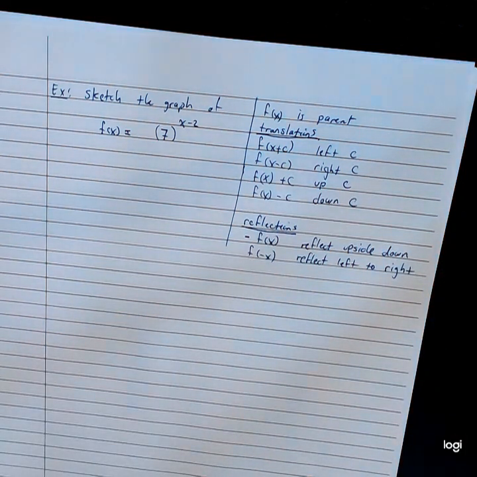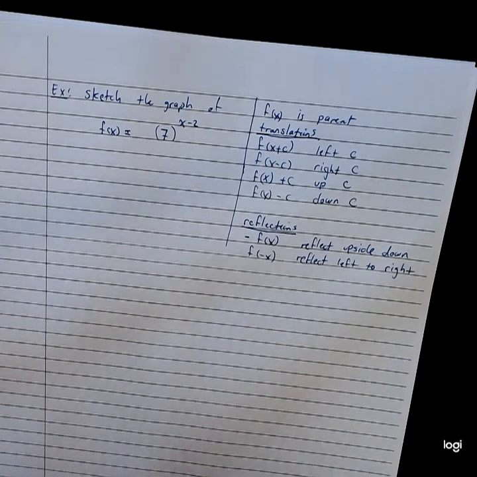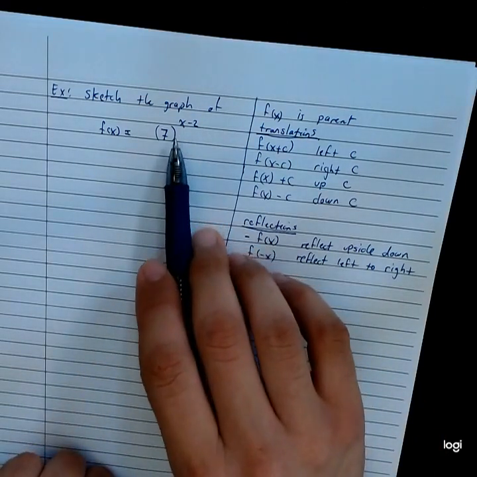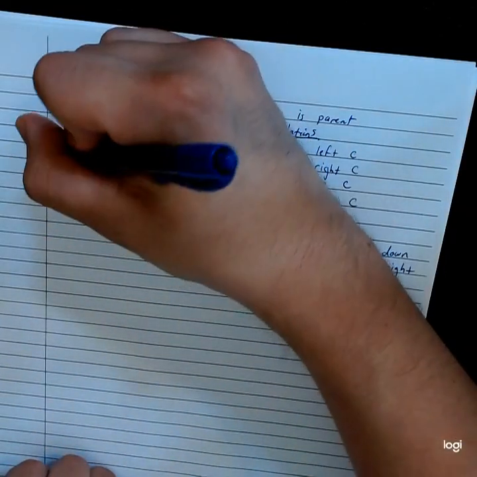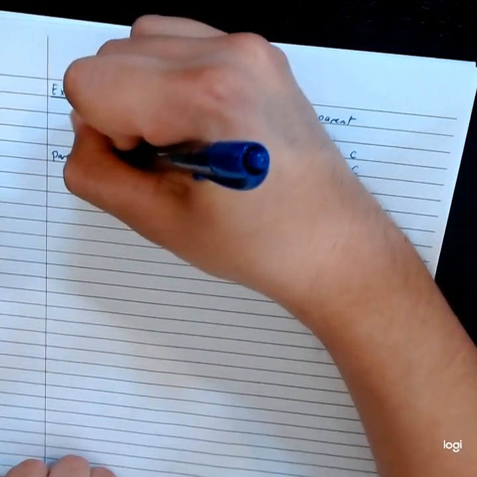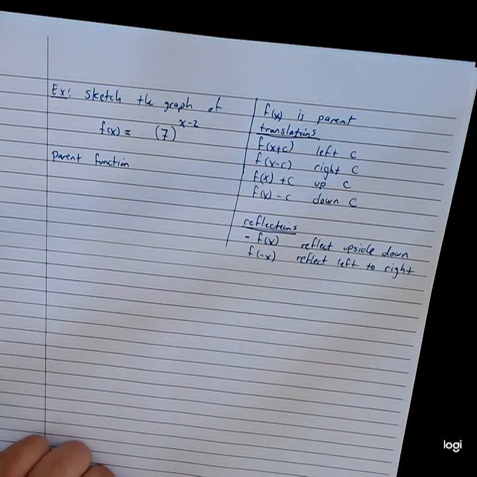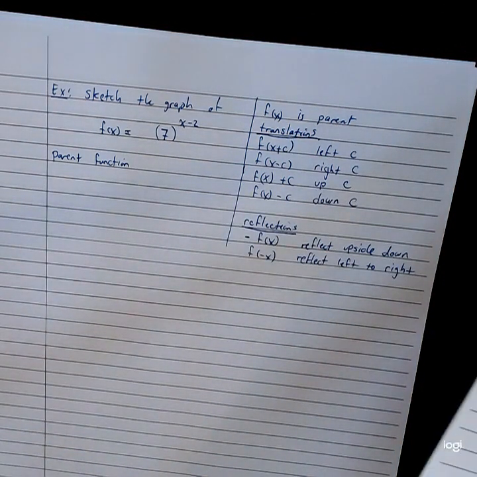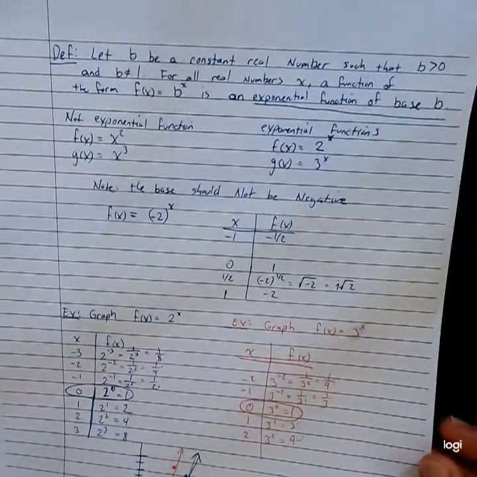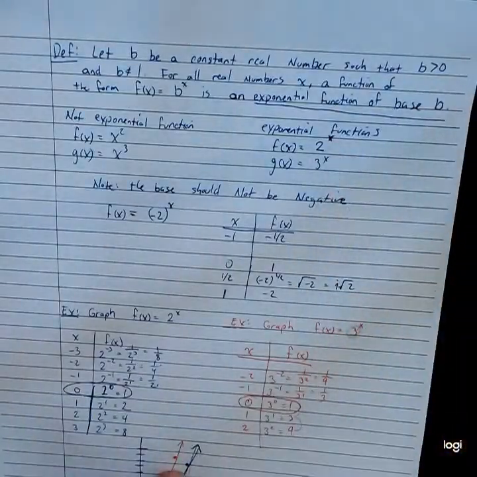We also had dilations, which were caused by multiplying by a number. But in this section, we're not going to be looking at dilations, so this will be enough. Now, this function, we have a parent function. Remember, the parent function is the most basic version of a function without any additions, subtractions, multiplications. Just the simplest version of an exponential function.